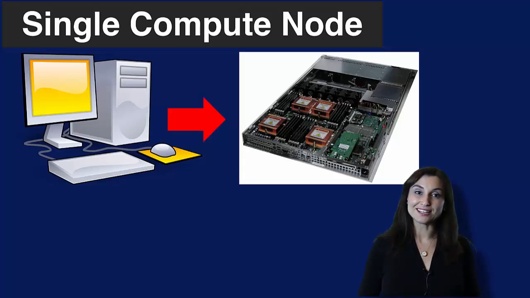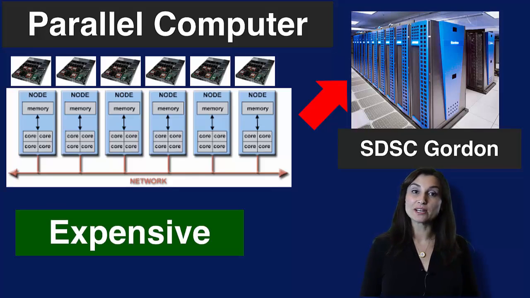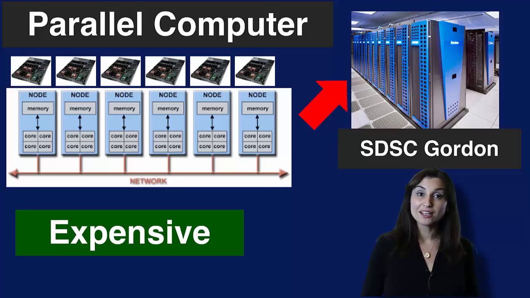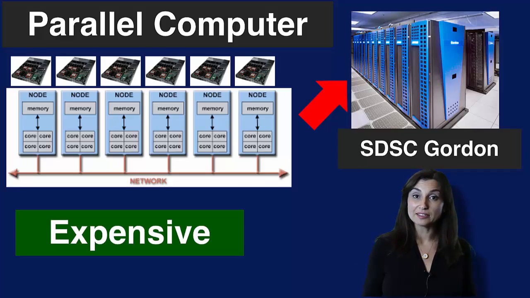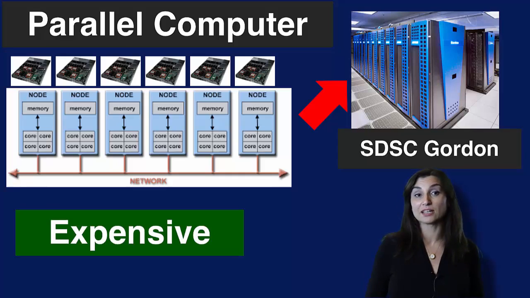Most computing is done on a single compute node. If the computation needs more than a node or parallel processing, like many scientific computing problems, we use parallel computers. Simply put, a parallel computer is a very large number of single computing nodes with specialized capabilities connected via the network. For example, the Gordon supercomputer here at the San Diego Supercomputer Center has 1,024 compute nodes with 16 cores each, equaling 16,384 compute cores in total.